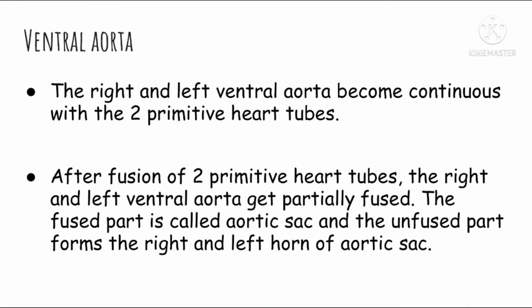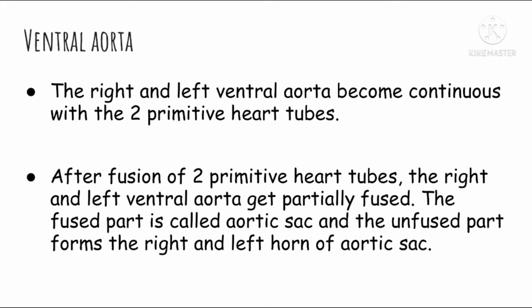So in the development of the heart, we read about the two primitive heart tubes. The right and the left ventral aorta become continuous with the two primitive heart tubes. And during the fusion of the two primitive heart tubes, they form the truncus arteriosus, which is the arterial end of the heart. And also after the fusion of two primitive heart tubes, the right and the left ventral aorta also get fused. But they don't get fully fused, they only get partially fused. The fused part is called the aortic sac, and the unfused part forms the right and the left horn of the aortic sac.